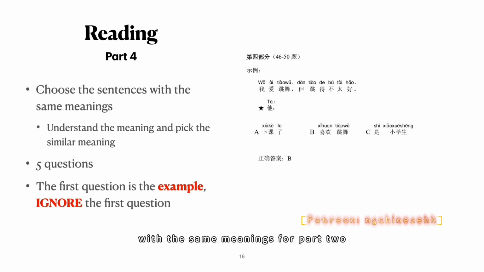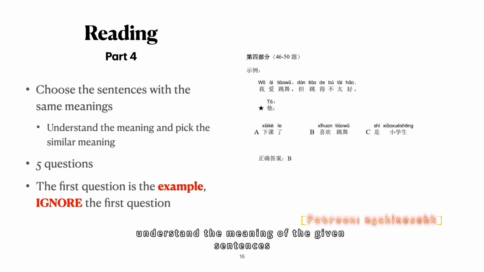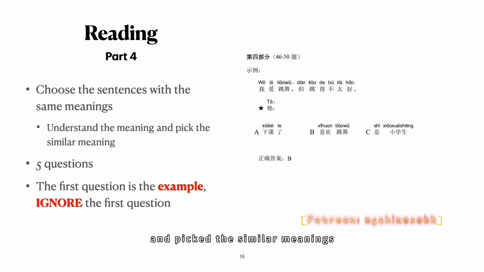Choose the sentences with the same meanings for part 2. So you need to understand the meaning of the given sentences and pick the similar meanings. 5 questions. For example, in this example, he said, I loved dancing, but could not dance that well. And they're talking about dance. So dance is the keyword.